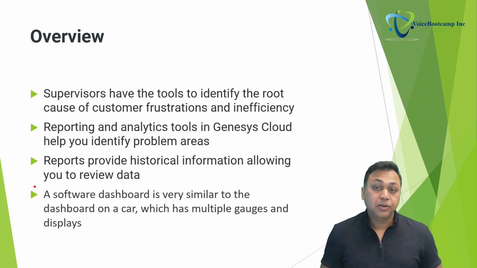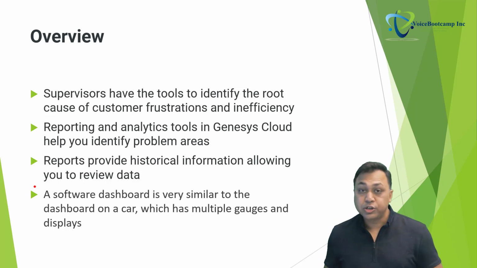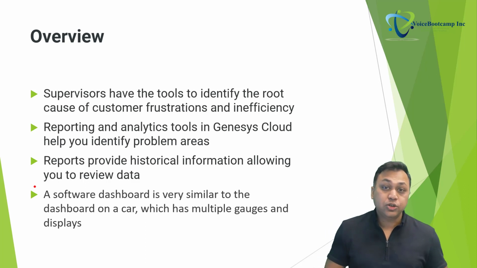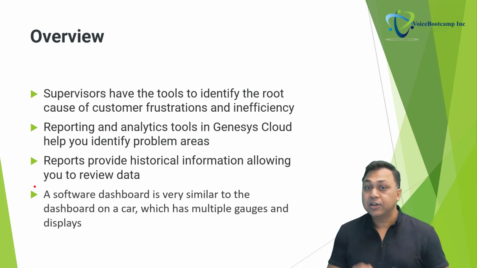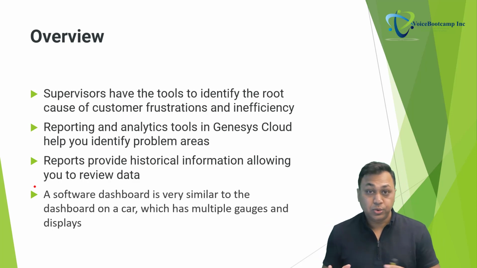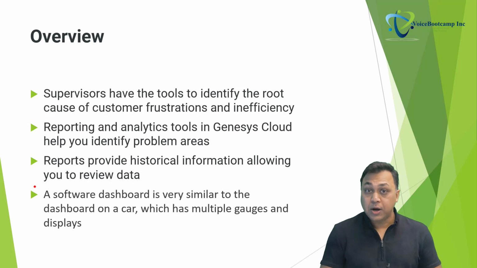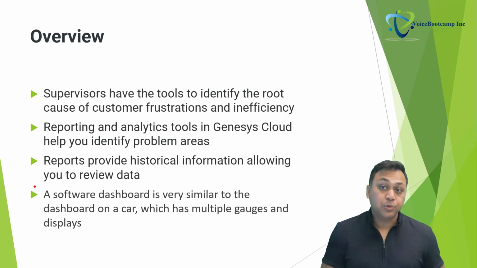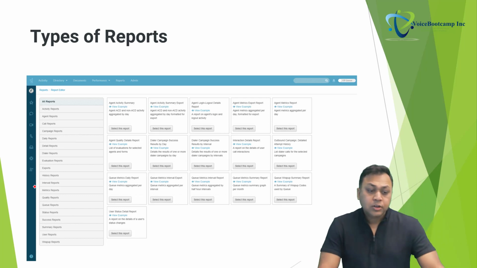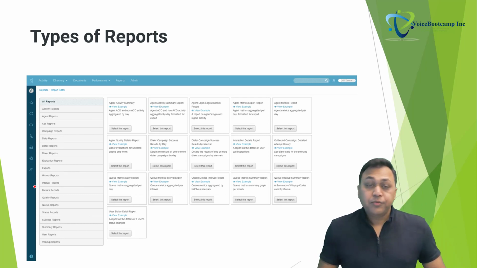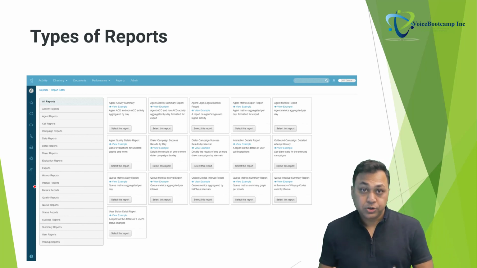Genesys Cloud has multiple dashboards that allow you to monitor real-time system information for your queue activity or service levels, agent activity, interaction activity, and any other key performance indicator, often known as a KPI. There are also dashboards for monitoring quality, evaluations, as well as outbound dialing activity within Genesys Cloud. So the types of reports that are available depend, of course, on what you're trying to monitor.